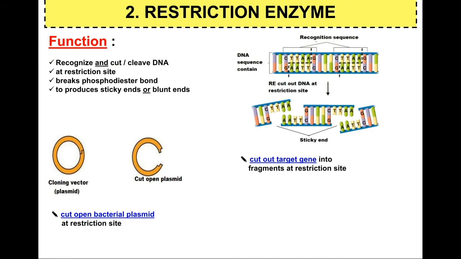The function of restriction enzyme is to recognize and cut or cleave DNA at restriction site by breaking down the phosphodiester bond within the DNA sequence to produce sticky ends or blunt end. The same specific restriction enzyme will be used to cut open the bacterial plasmid and to cut out the target gene at their respective restriction sites.